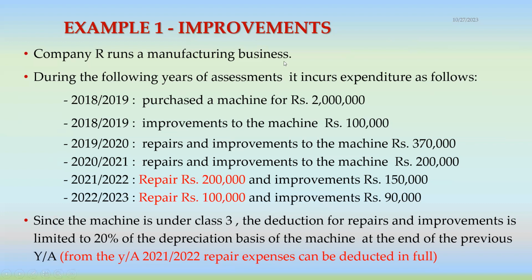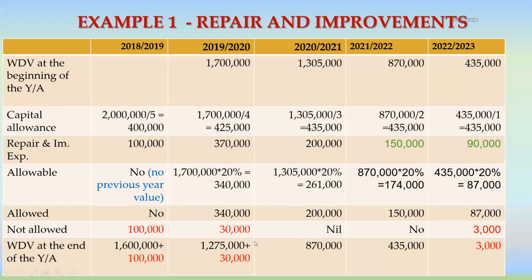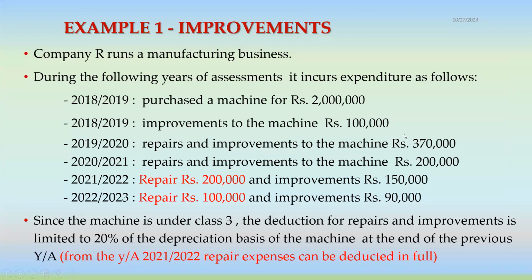That means without restriction. That is why I highlighted it in red color. Okay. Let's go to the calculation. You can do it one by one, one year of assessment and the next year of assessment like that. Now we are in year of assessment 18-19. So the machine for 2 million, and in the same year of assessment the improvement, that is 100,000.